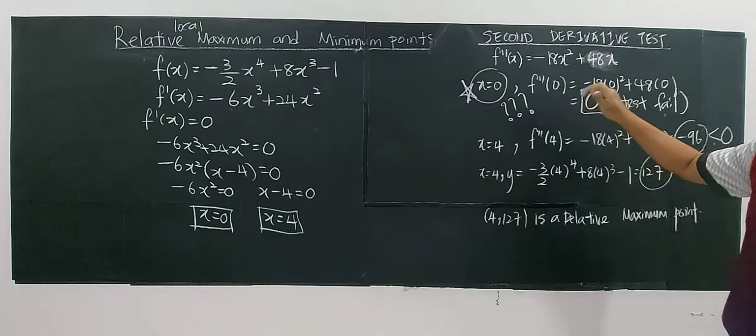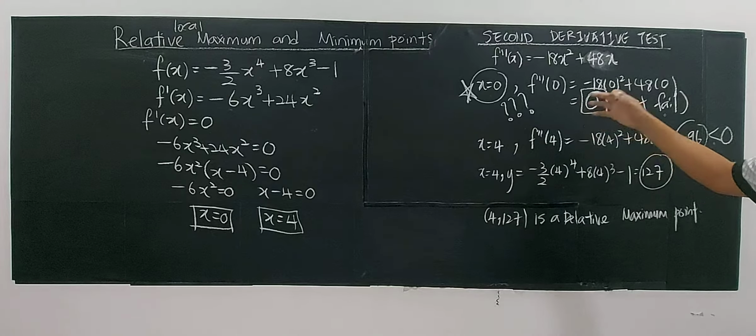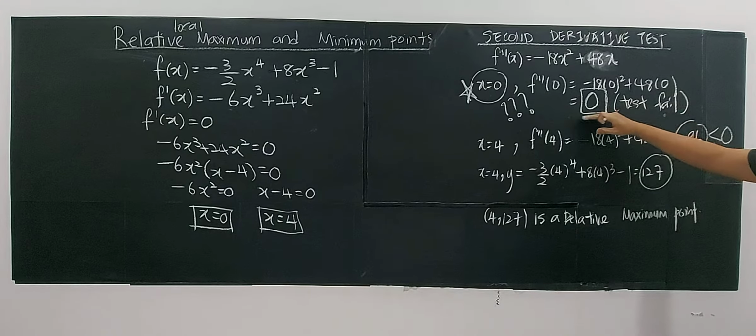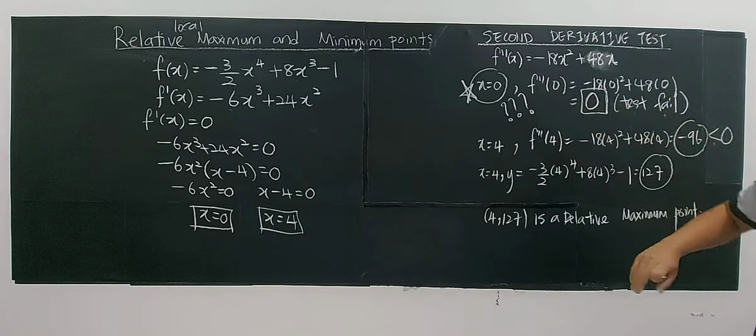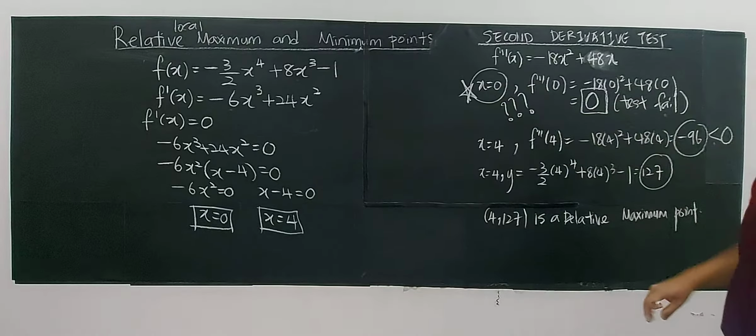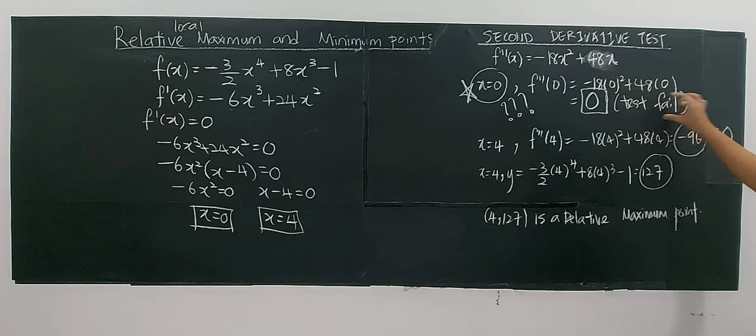Kita kena check, menyiasat, siasat, okay, siasat. Apa yang berlaku ketika x sama kosong, okay? What happens when x equals 0? So why does the test fail here?